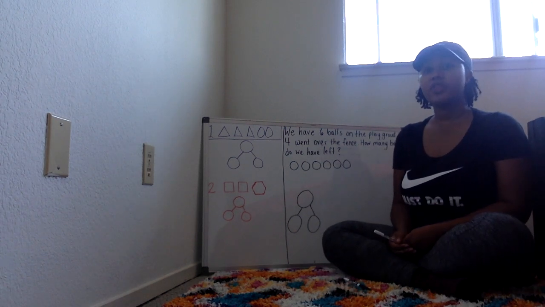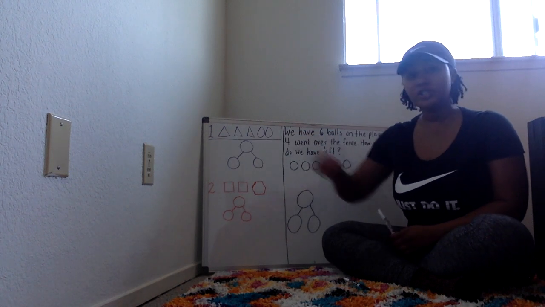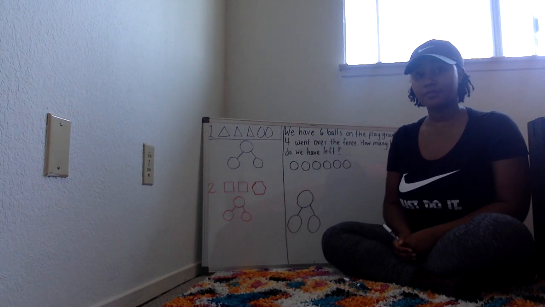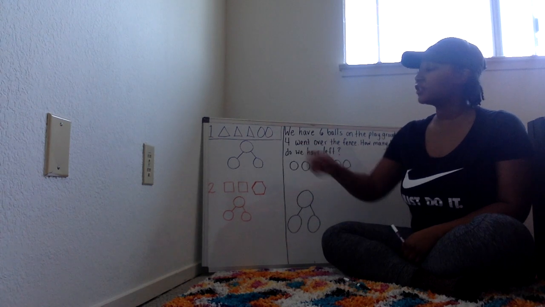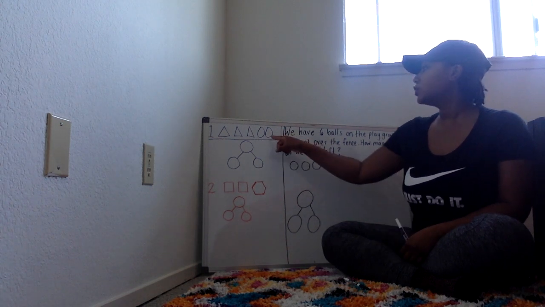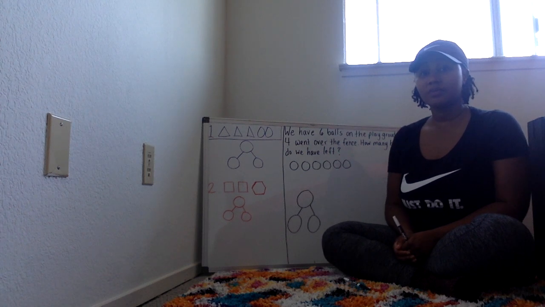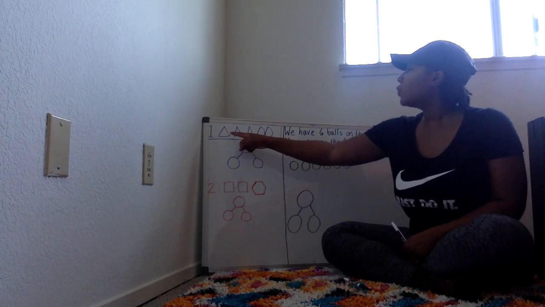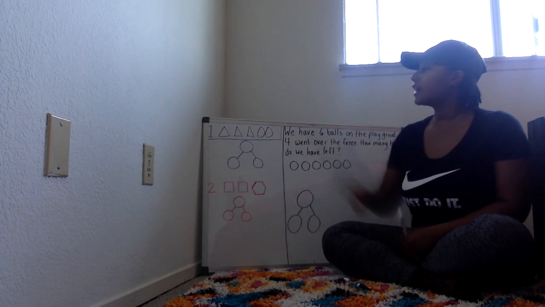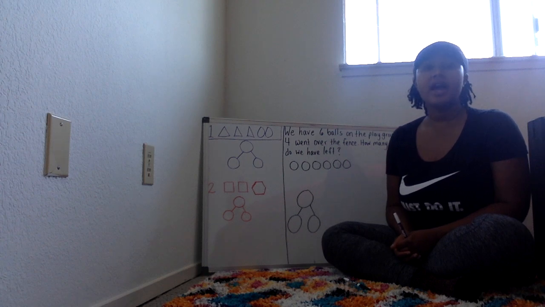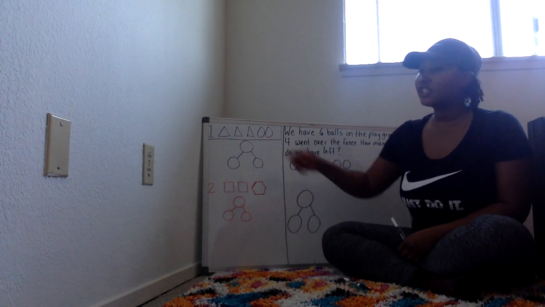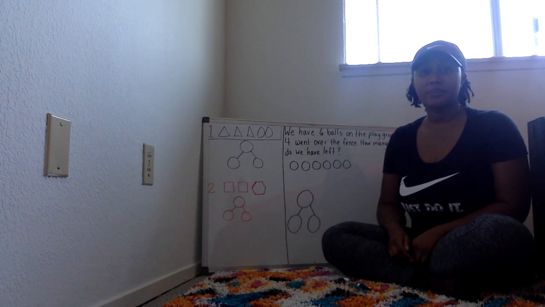Let's get started with the first one. What do you notice? Yes, I have 3 triangles and I have 2 circles. How many shapes do I have in all? Correct. I have 1, 2, 3, 4, 5 shapes in all. I can complete a number bond that matches this picture.